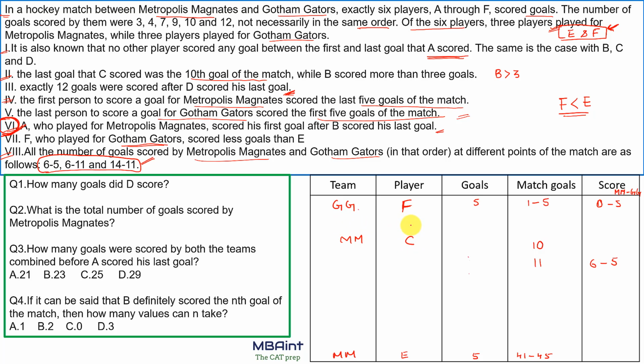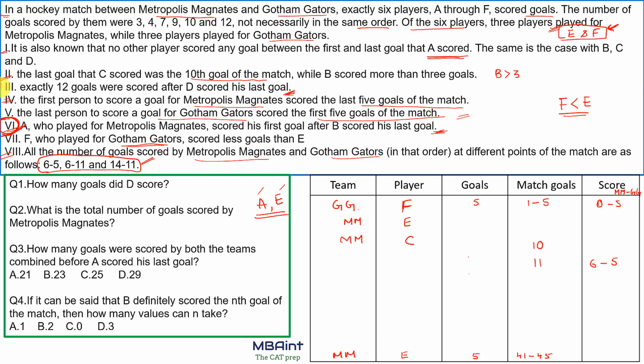Now this someone else could be either A or E, but we cannot put A, because A will only come after B, right? So the person who can come here is E, from MM. As of now, we do not know how many goals E will make here and C will make here. One more thing: we have identified the teams of the persons. A belongs to MM, E belongs to MM and C belongs to MM. All the others would belong to GG.